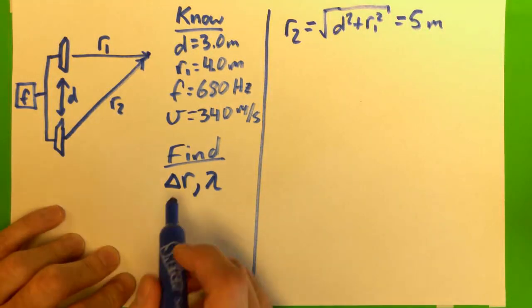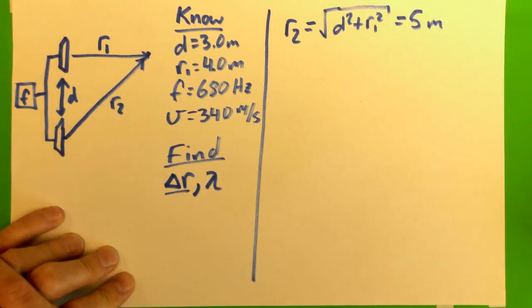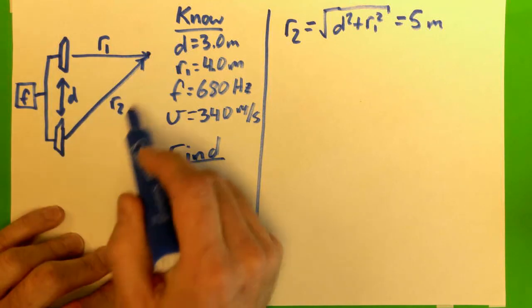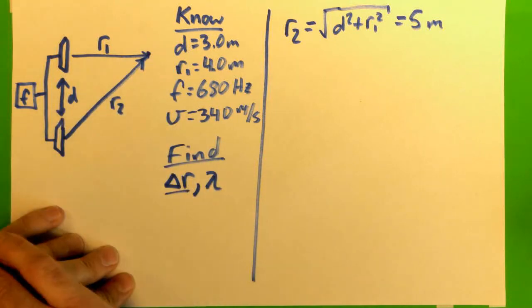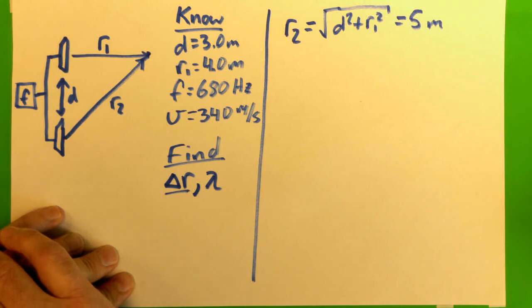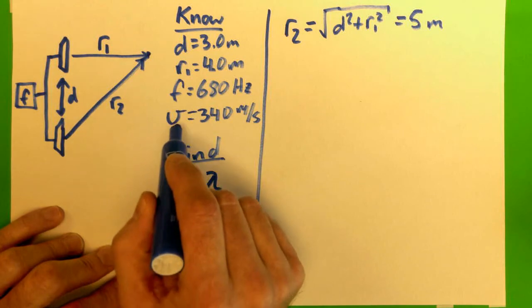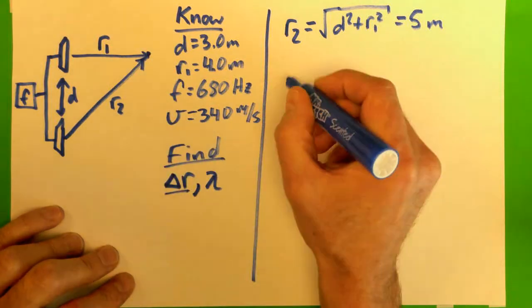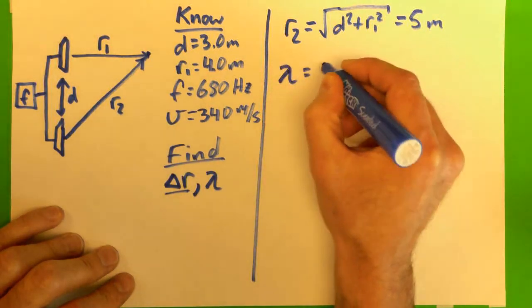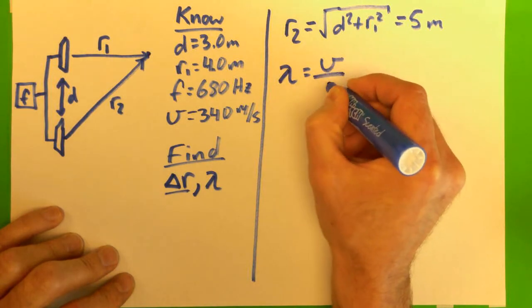Alright, so I found delta R. I'm good. Now I need to find the wavelength. Well, where is the wavelength? What evidence do I have to calculate the wavelength? Well, remember that very important relationship for all waves is the relationship between frequency, velocity, and wavelength. You can write that out as the wavelength equals the wave speed divided by the frequency.